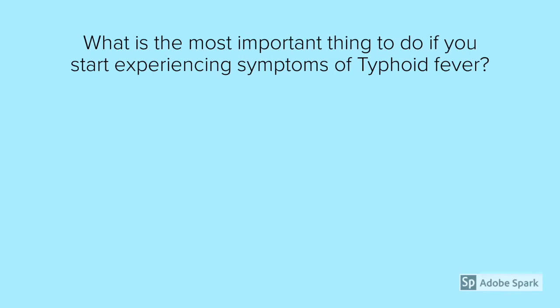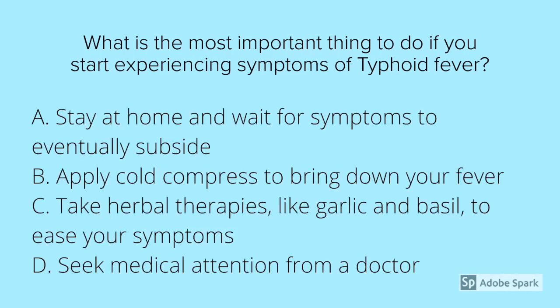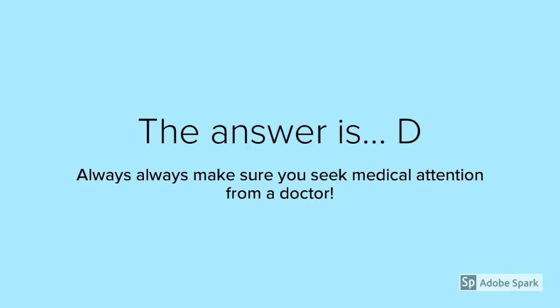What is the most important thing to do if you start experiencing symptoms of typhoid fever? A. Stay at home and wait for symptoms to eventually subside. B. Apply cold compress to bring down your fever. C. Take herbal remedies like garlic and basil to ease your symptoms. Or D. Seek medical attention from a doctor. The answer is D. Always make sure you seek medical attention from a doctor. They are professionals trained in dealing with these problems and will know what is best for you.